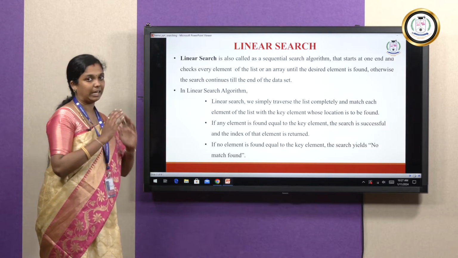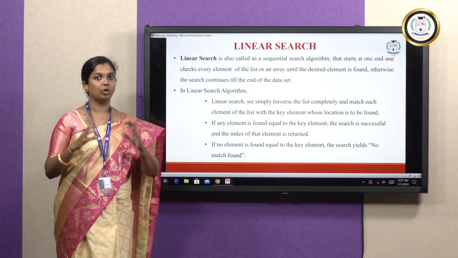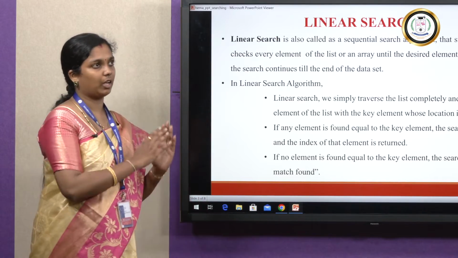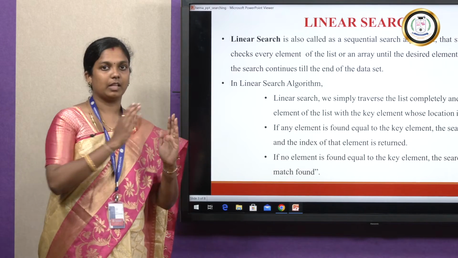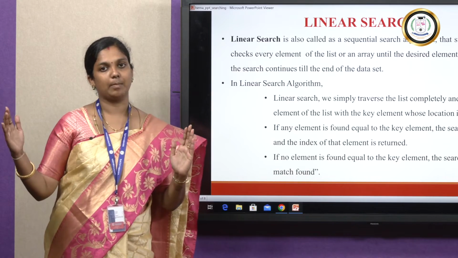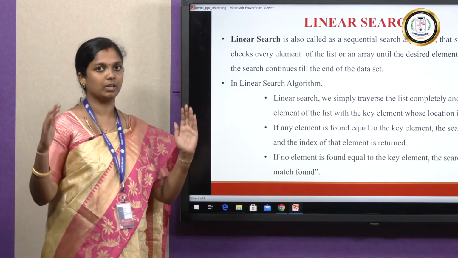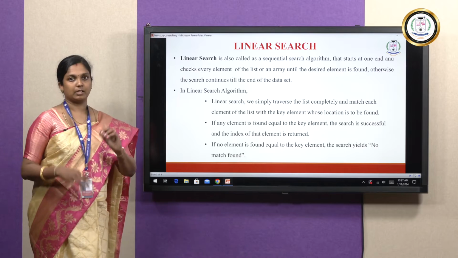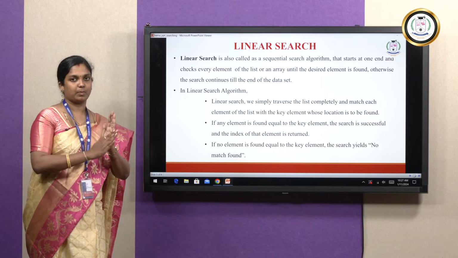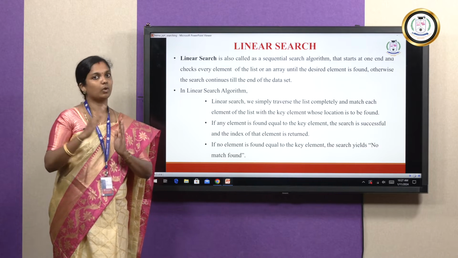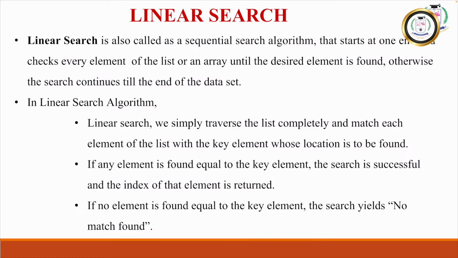What do we mean by index value? In an array, the index value starts from 0. If you take an array of 10 elements, the index starts from 0 and the last element will be n minus 1, that is 10 minus 1, 9. So it starts from 0 and ends with 9. That is what index is. Position means first position, second position or third position, that is index plus 1. So, if no element is found equal to the key element, then the search yields no match found.